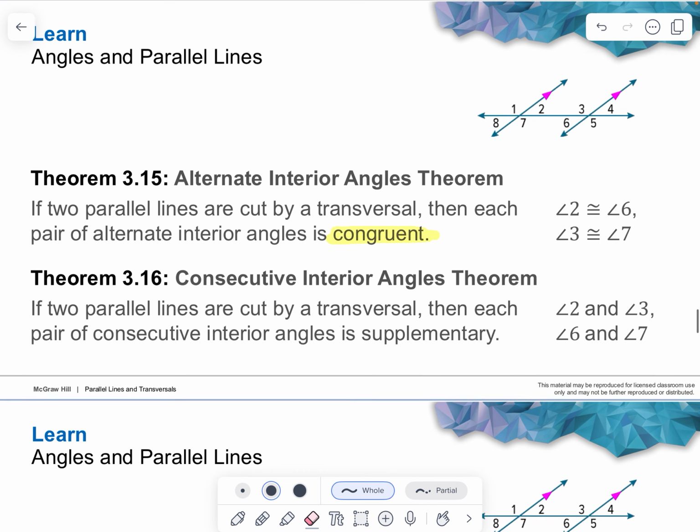And for consecutive interiors, those ones are going to be supplementary. They're going to add to 180. Remember, that means add to 180 degrees. So when you see 2 and 3, those add to 180. And 7 and 6, those add to 180. There you go.